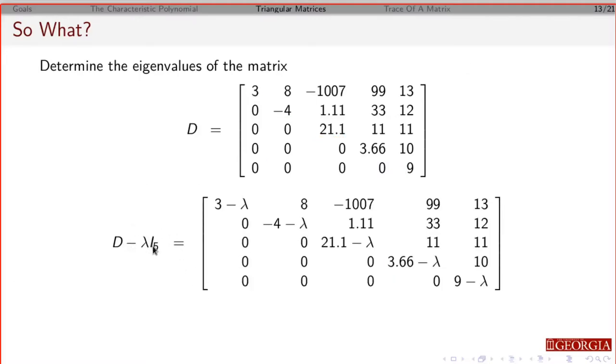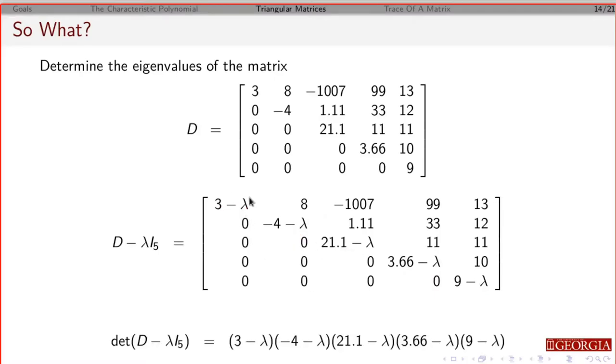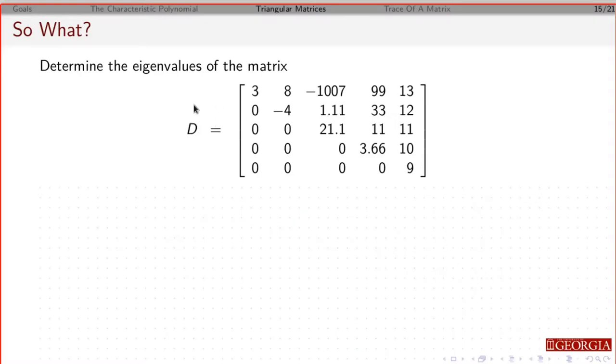Okay. So if I take D minus lambda, all I do is subtract lambda from the diagonals. If I take the determinant of that thing, I'm just going to take this times this times this times this times this. And if I set that equal to 0, I immediately get eigenvalues 3, minus 4, 21.1, 3.66, and 9. So if I ask you to find the eigenvalues of this matrix, you should be able to just look at this and say it's 3, minus 4, 21.1, 3.66, and 9. Be careful, that's a minus 4.